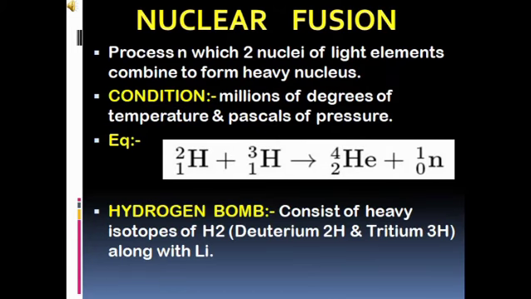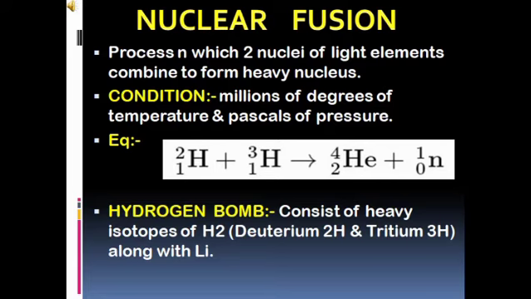Next we have nuclear fusion. It's a process in which two nuclei of light elements combine to form a heavy nucleus. So it is just the opposite of nuclear fission. But the condition for nuclear fusion is millions of degrees of temperature and pascals of pressure needed. Its equation is also there, like two deuterium atoms, that is your light atoms, they fuse and they give only one helium atom, that is your heavy atom, and a neutron with a tremendous amount of energy.